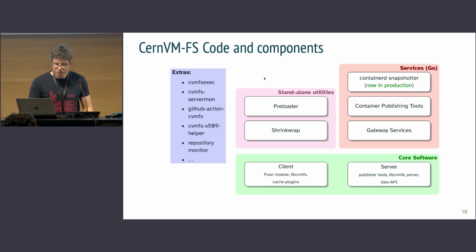We have a few extra tools, such as cvmfs_exec, which I'm going to demo in a bit. There are some monitoring tools. There's a nice utility that allows you to set up CVM-FS easily on GitHub Actions. This is quite popular for CI workflows. If you have software on CVM-FS, it makes it easy: you just use this action to install it on GitHub, and you have it there.